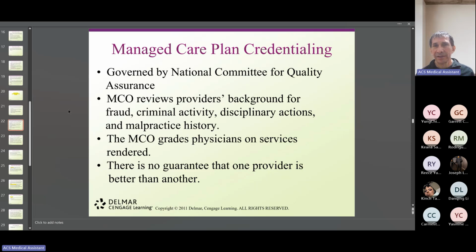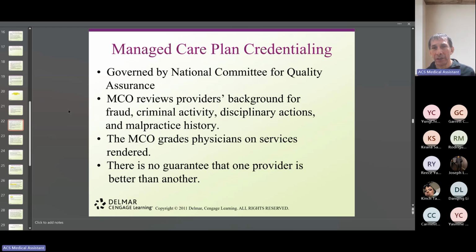So in other words, these managed care organizations, MCOs, review the provider's background. They check if you are being accused of fraud or any other criminal activity. Again, disciplinary actions mean the ethics committee has brought charges against you, or patients brought charges against you for malpractice or negligence. So that's basically what it is.